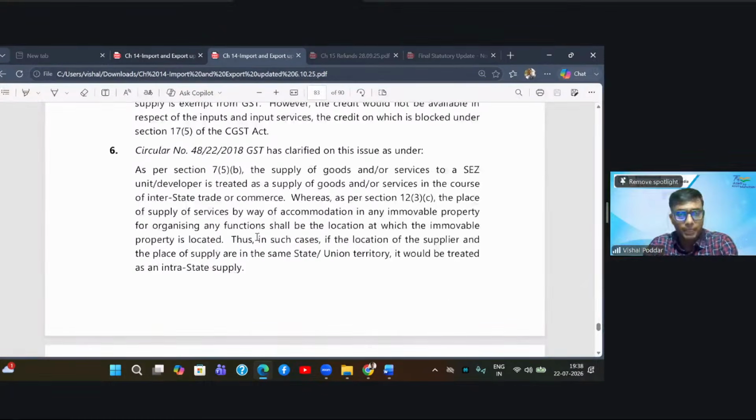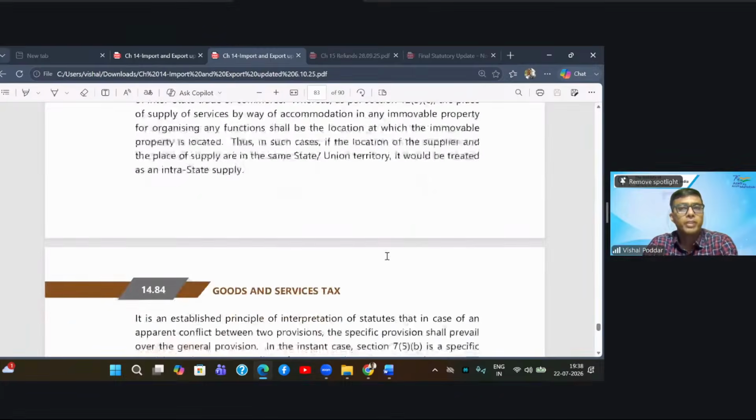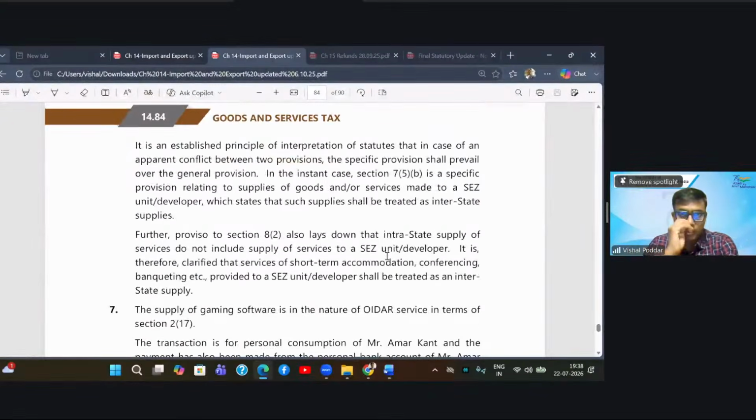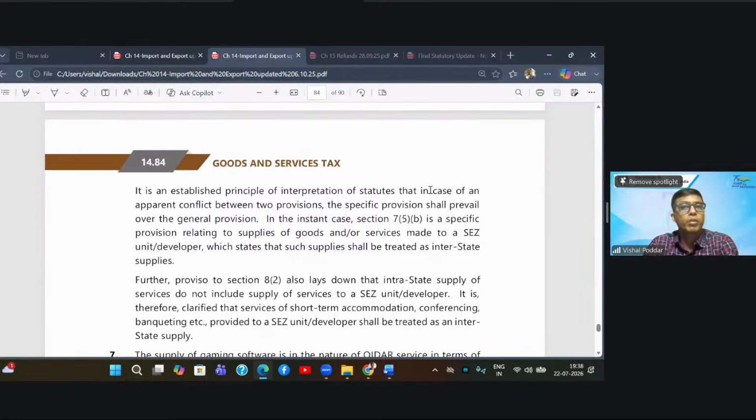interstate supply. Whereas, as per 12.3c, the supply of service by way of accommodation in immobile property, the location will be the immobile property itself. Thus, in such case, if the location of the supplier and the place of supply are in the same state, it would be treated as intrastate supply. However, what is the established principle of interpretation? So, see, there is a conflict between these two provisions. Now, what is the principle of interpretation? That in case of conflict between two provisions, the specific will prevail over general.